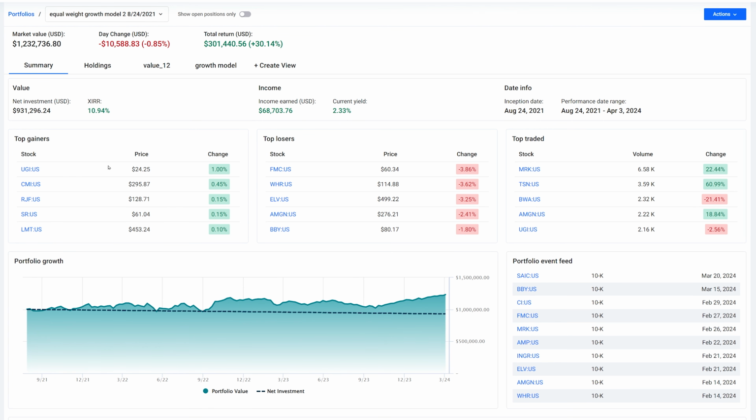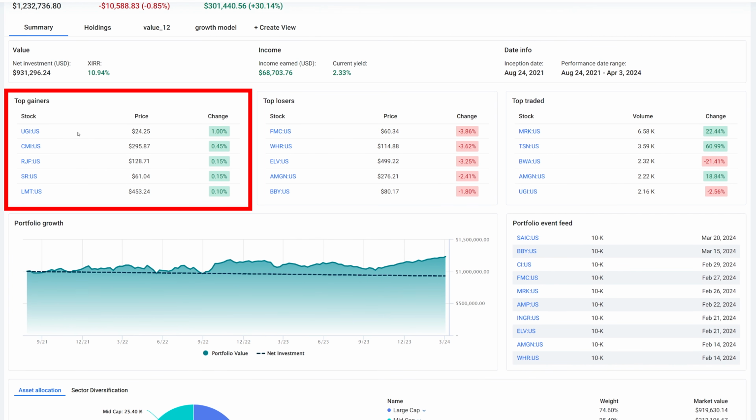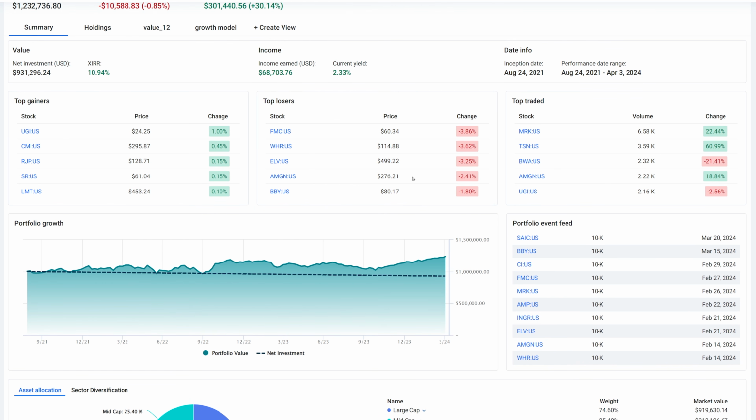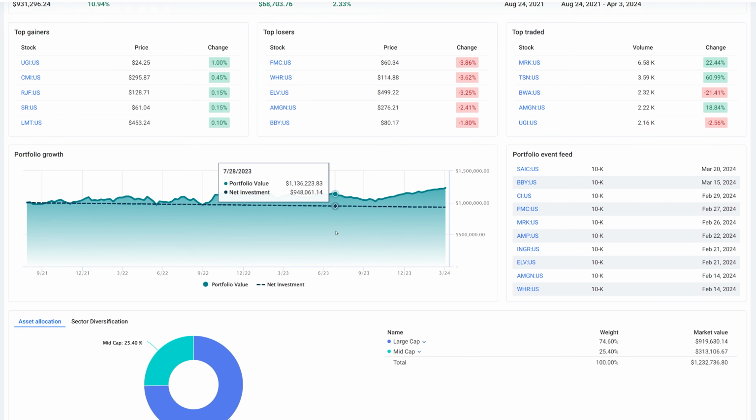Now, the summary is for yesterday. These were the gainers: UGI, Cummins, Raymond James, Spire, and Lockheed Martin. The losers for the day were FMC Corporation, Whirlpool, Elevance, Amgen, and Best Buy. Obviously, this is the 1 day's fluctuation. This is the change in volume for that day. I just want to orient you towards this report.